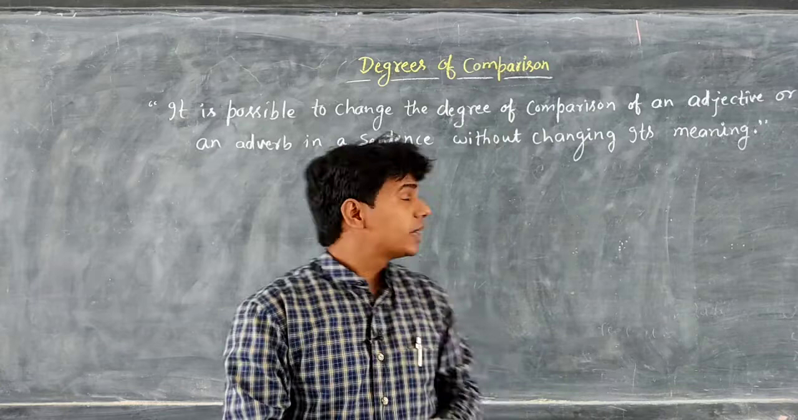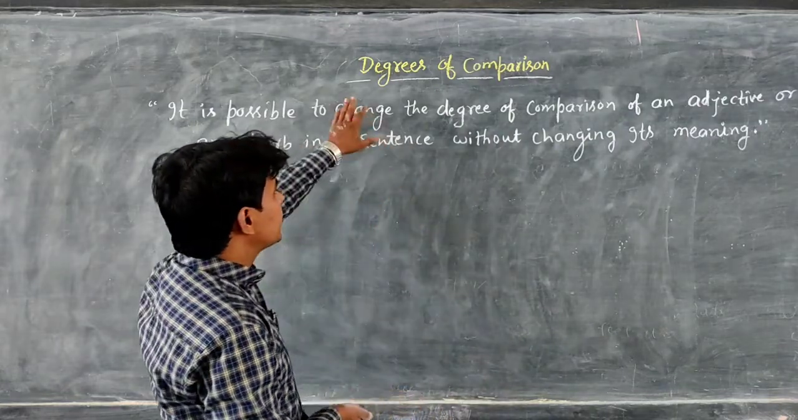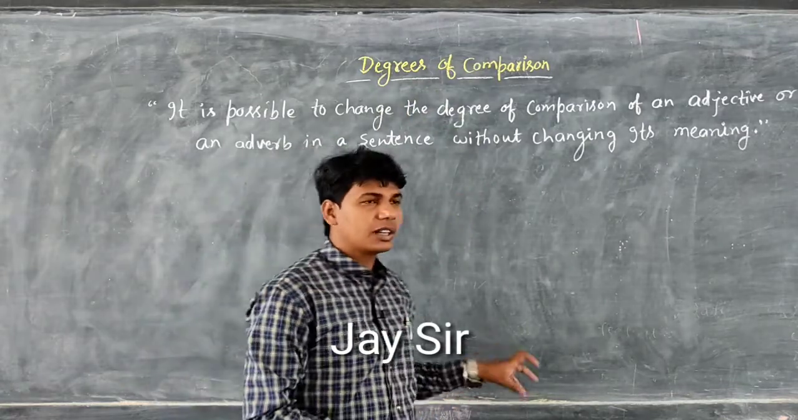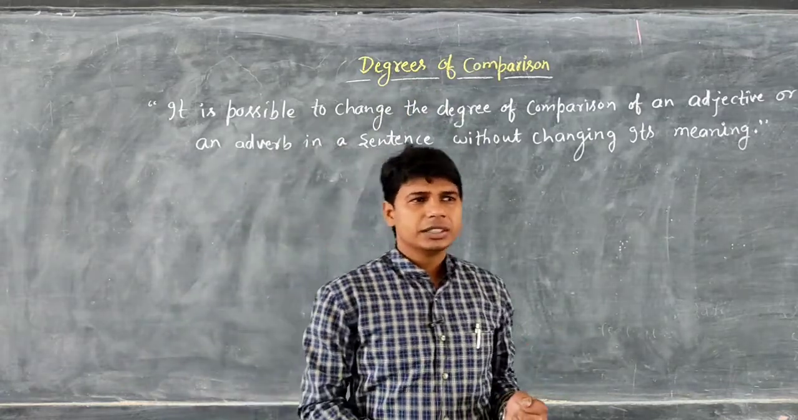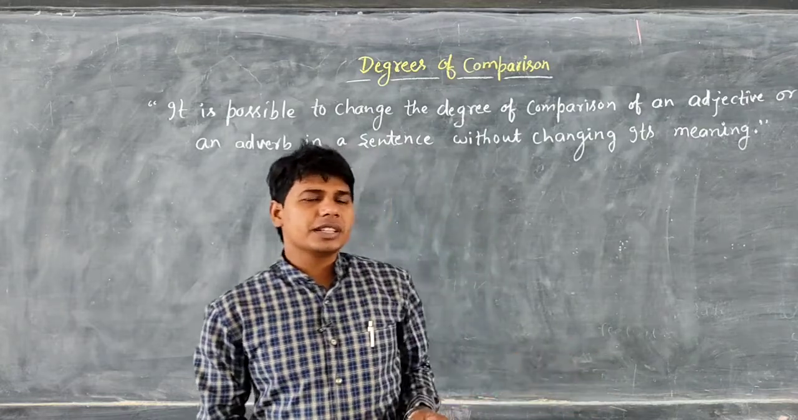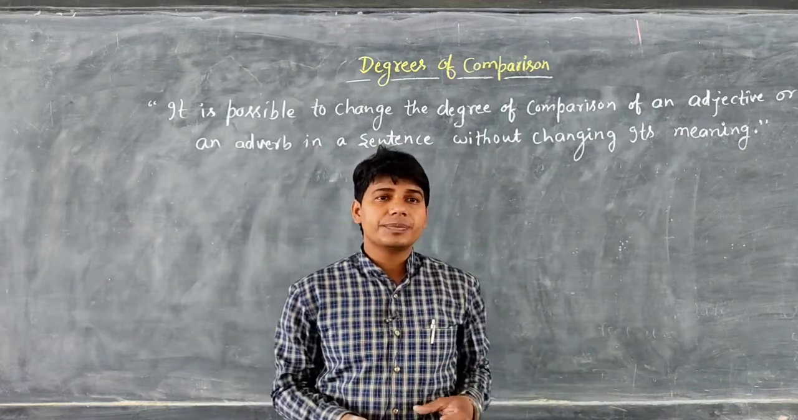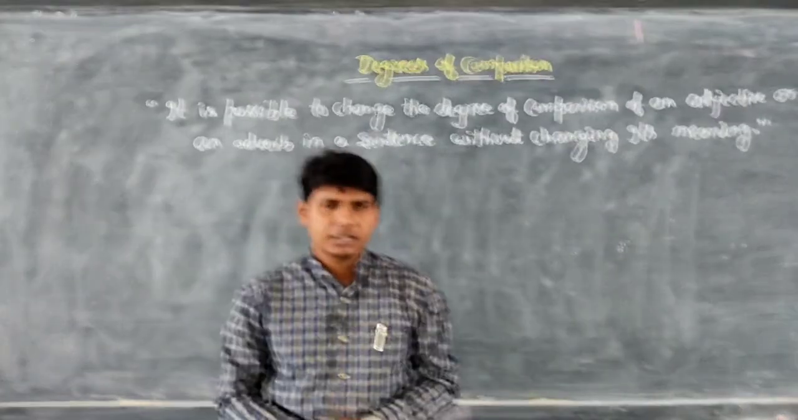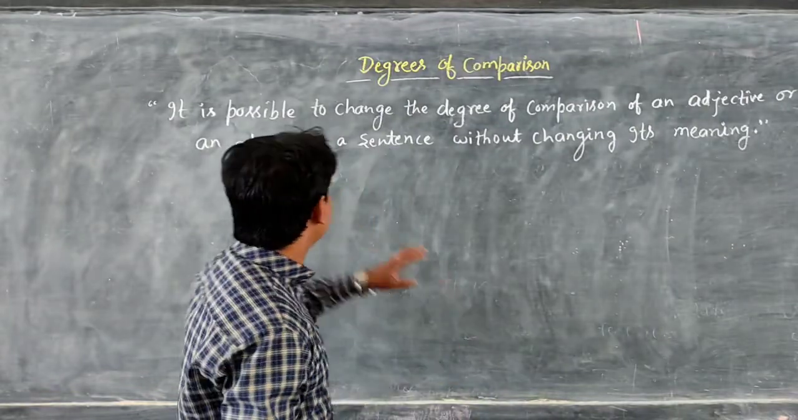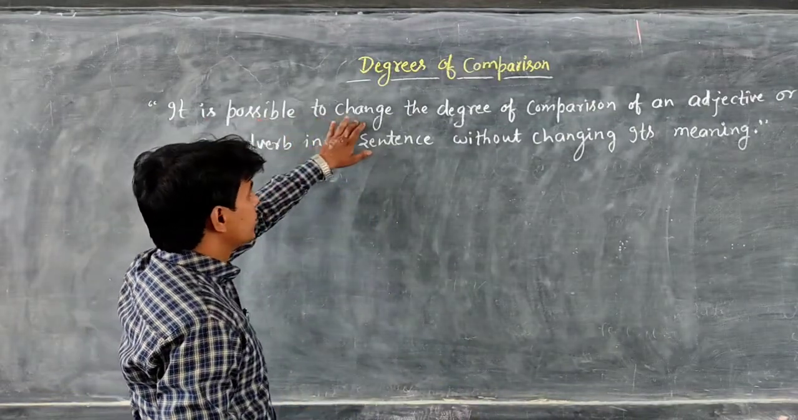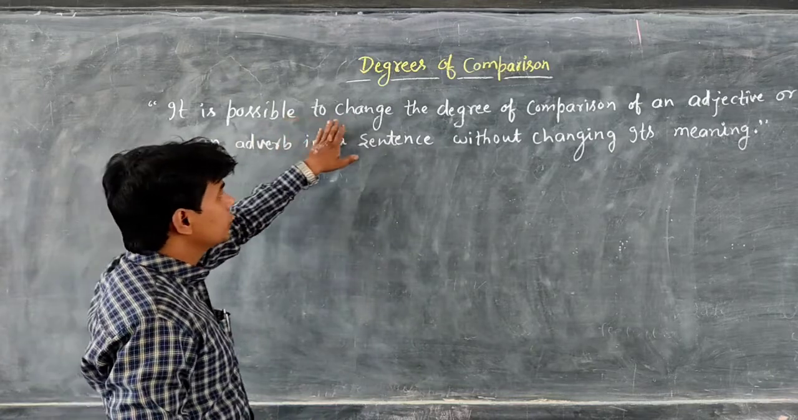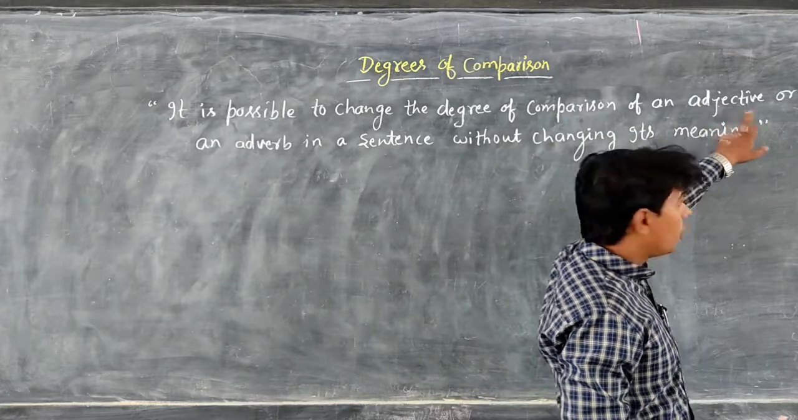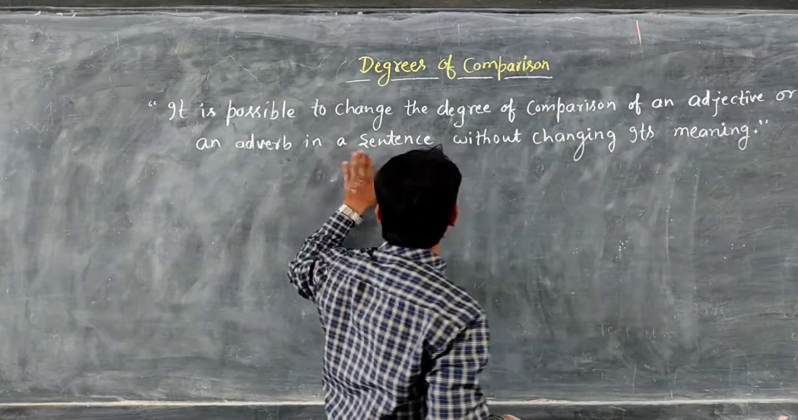So students, as you can see, today we are going to study degrees of comparison. That is a part of interchange of sentence. In degrees of comparison, we compare two or more than two persons or things. It is possible to change the degree of comparison of an adjective or an adverb in a sentence. Okay, students.